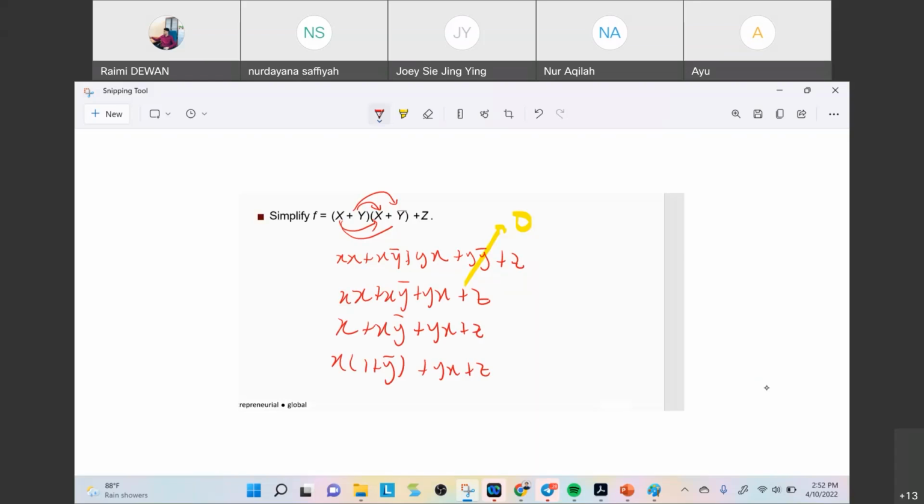Okay. This one regardless of y, you still have value of 1. This one x plus yx plus z. Okay. And then factor out x, you have 1 plus y plus z. Okay. Regardless of y value, you still have it as 1. So x plus z. Okay. So the final answer is x plus z. Okay. Oh, my mind's working correctly this time.